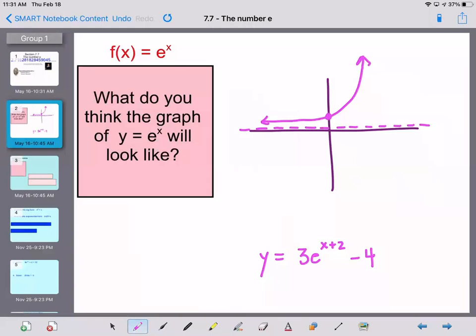Yeah. When you get a decimal, do you just approximately put where it's supposed to be? Yep, exactly. Okay. Thank you. You got it.